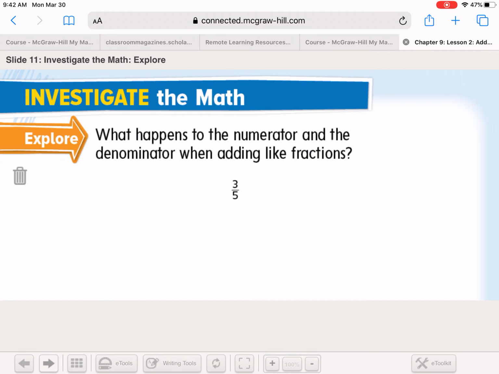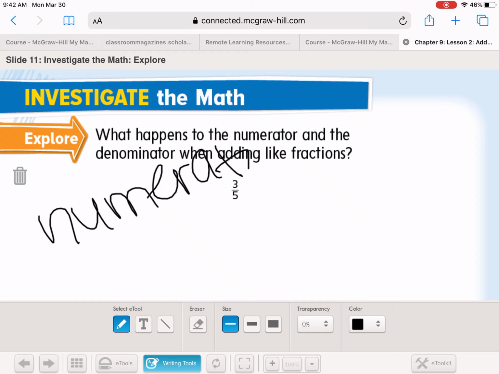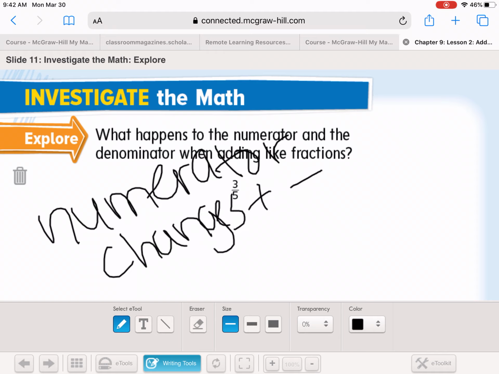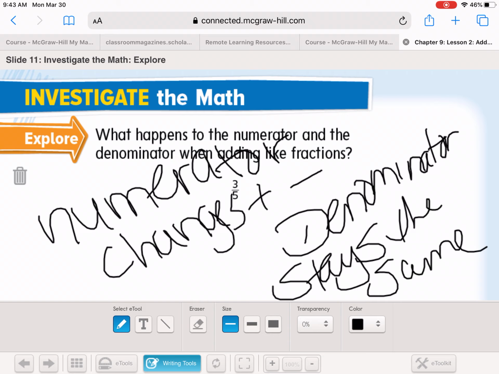All right. What happens to the numerator and denominator when adding fractions? So we know that the numerator changes. It does either the addition or subtraction. Okay? So the numerator is the one that changes. The denominator, we're learning, stays the same. The denominator stays the same. Okay? The denominator never changes when you're adding or subtracting.